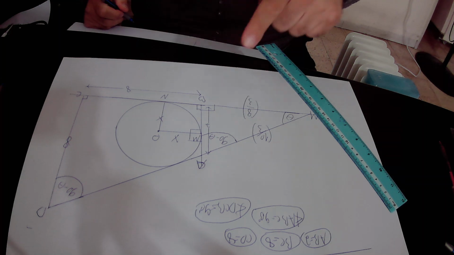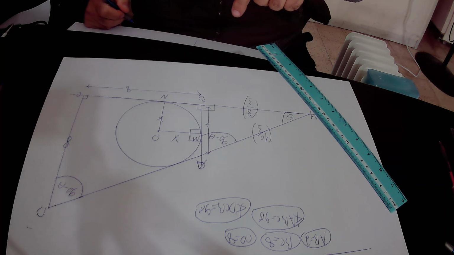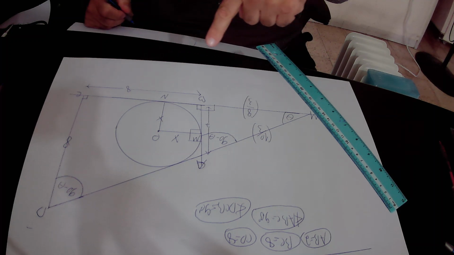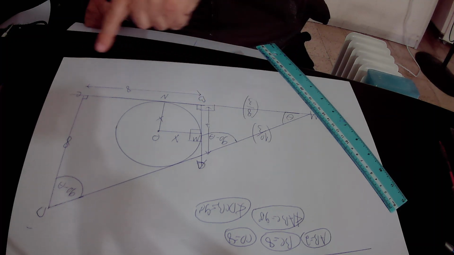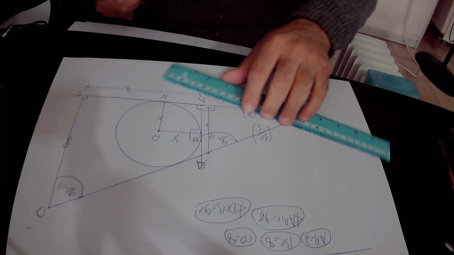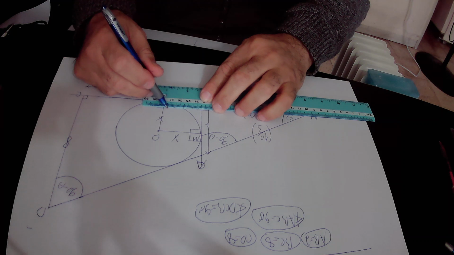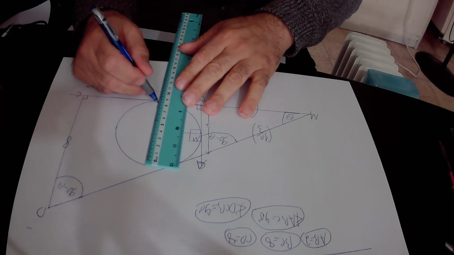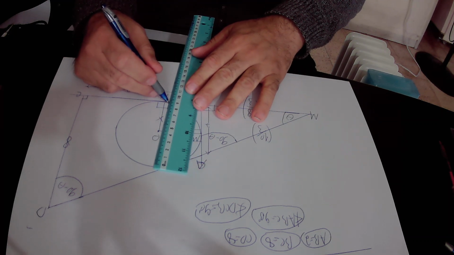And whenever you have a radius that is drawn to the point of tangency, then tangent BC will be perpendicular to the radius NO. So if BC is perpendicular to NO, it means that this angle equals 90 degrees, and this angle equals 90 degrees according to rule number 1.